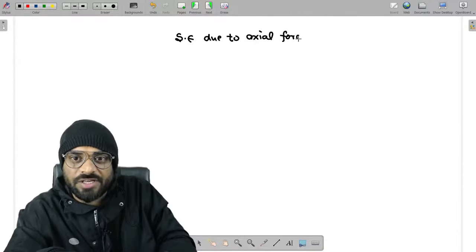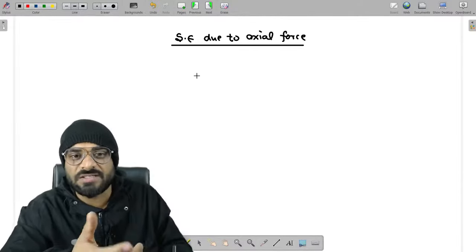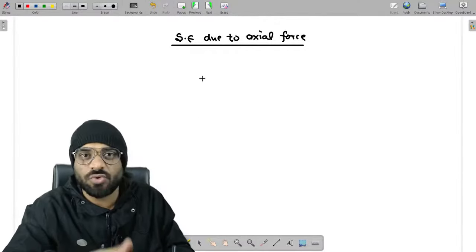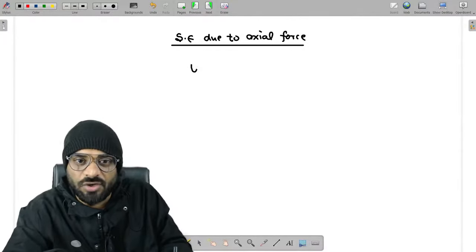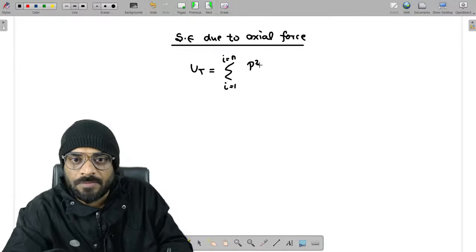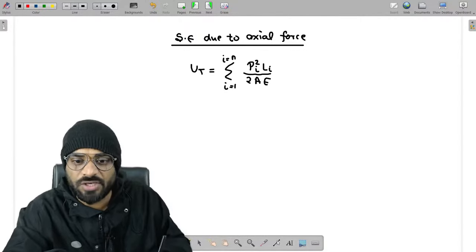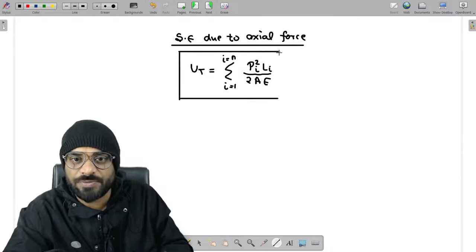You already know, guys, how to find the force in case of a truss. So usually they can ask what the total strain energy stored in this particular truss or in this particular member is, and how you can calculate it. So total strain energy will be equal to summation i equal to 1 to n of P square Li upon 2AE. This is the formula by which you can calculate the strain energy which is stored due to the axial force.